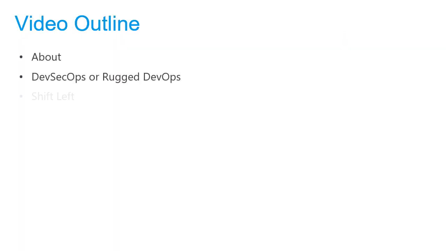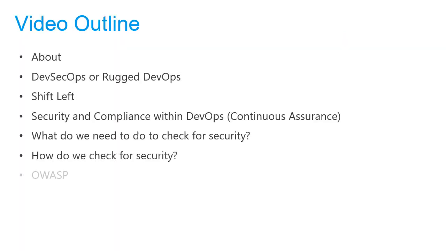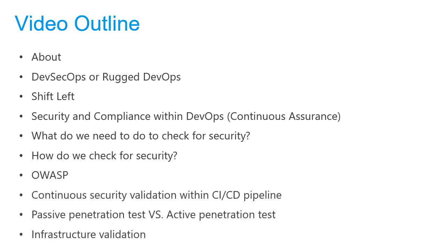So in this video, I'm going to introduce what DevSecOps or Rugged DevOps is. Then I will talk about the shift-left mindset. After that, I will talk about security and compliance within DevOps, or continuous assurance. Then I will talk about what we need to do to check for security. We need to understand the what. Once we understand what, then we will go for how to check for security.